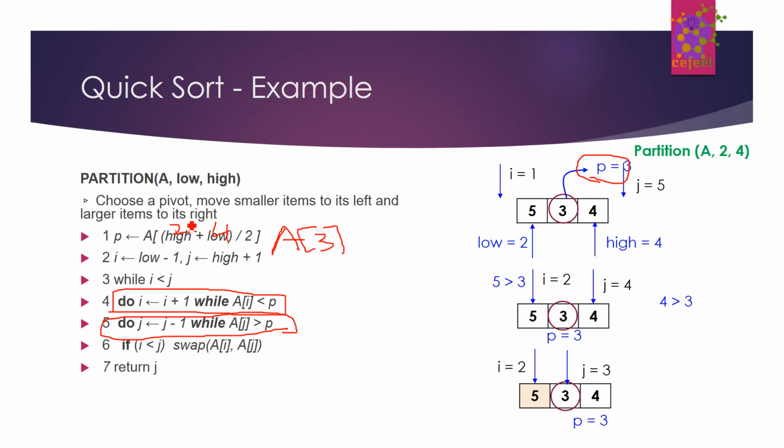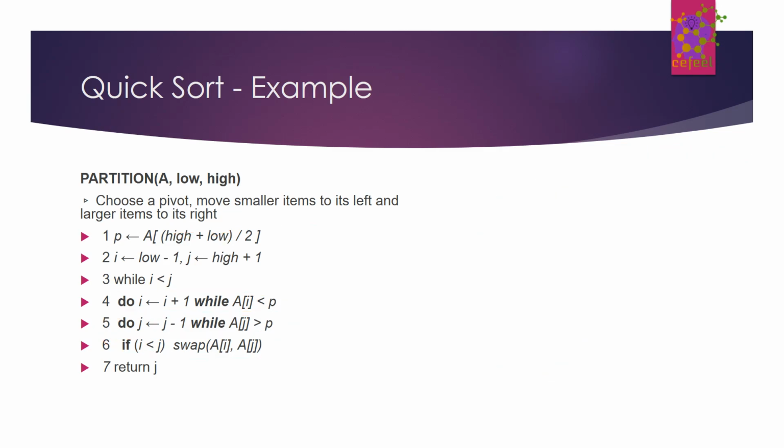j now becomes 3. Now the value 3 is actually equal to 3. 3 is not greater than 3, so our j loop will stop here because aj is no longer greater than p. So we go to step 6 now. In step 6 we check i is less than j, which is true because i is 2, j is 3, and then we'll swap the two elements because 5 and 3 can be swapped. So we swap 5 and 3, and finally we have 3 and 5 and then 4. So we swap these two elements in step 6. Then we will return to step 3.